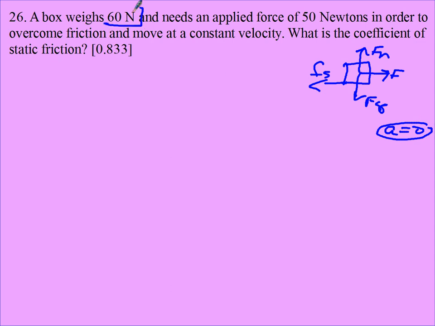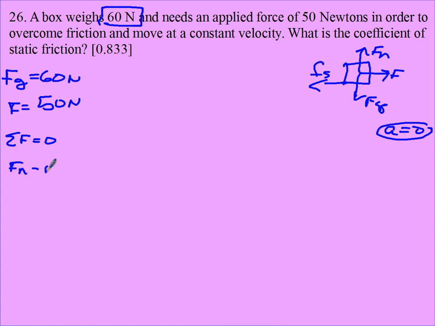Now I told you the box weighs 60 newtons. So Fg is 60 newtons. And my applied force F is 50 newtons. All right, sum the forces in y is 0 because it's not moving in y. I have Fn going up, I have Fg going down, and it's equal to 0. So the normal force is equal to the force due to gravity. And I already found out from the problem that the force due to gravity is 60 newtons.